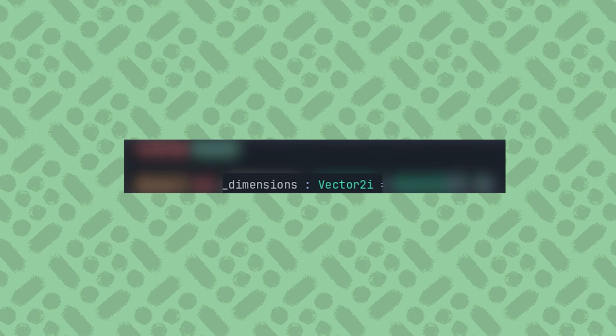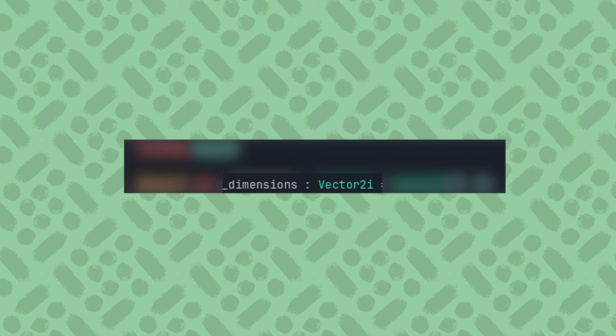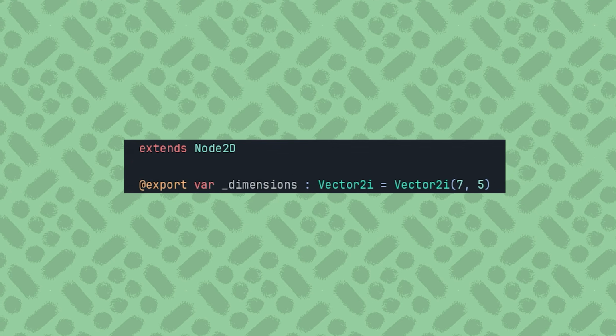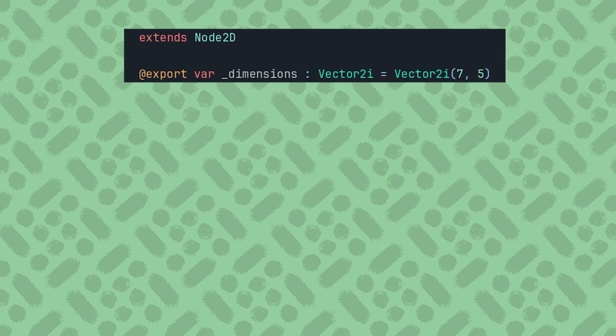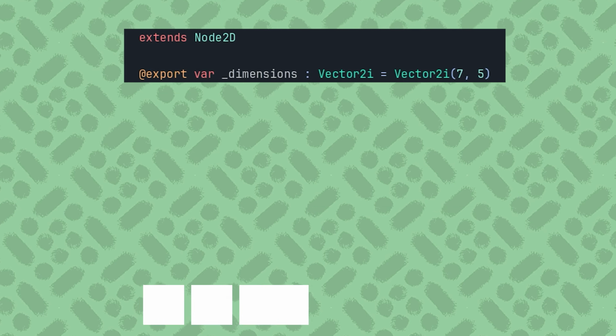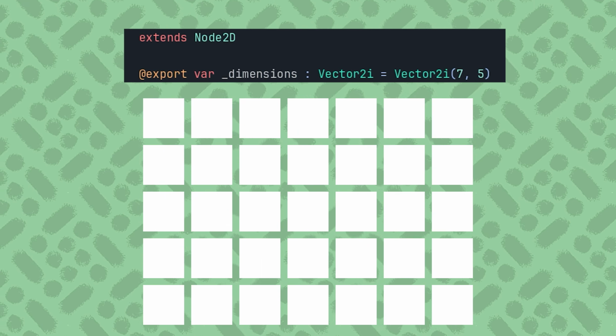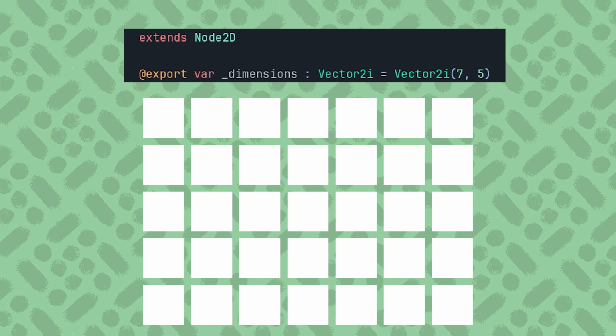The dimensions of the dungeon will be a Vector2i for integer, and I'll give it a default value of 7,5. Meaning with these settings, the largest possible dungeon this algorithm will produce will be 7 rooms wide, 5 rooms tall, with as many as 35 possible rooms.